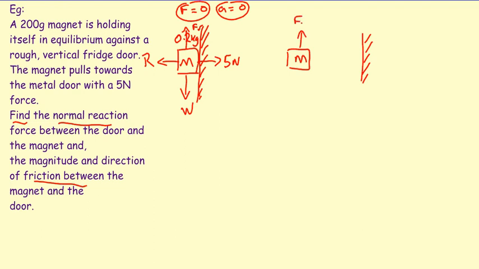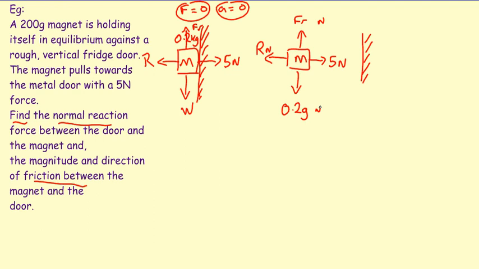So we're going to have friction acting up, we don't know what it is. The weight we know is 0.2 times the acceleration due to gravity. The magnetic force of 5 newtons acts this way, and we know that the reaction force is going to be pulling in that direction. These are all measured in newtons. Maybe you don't need to write that on.